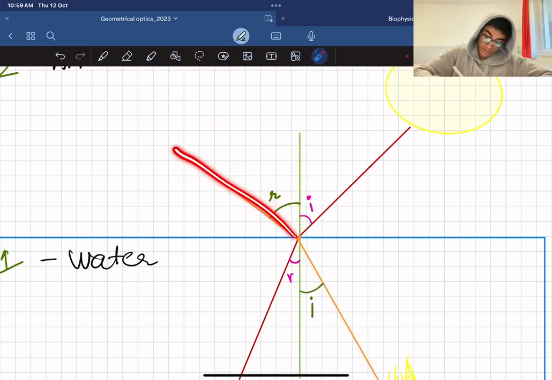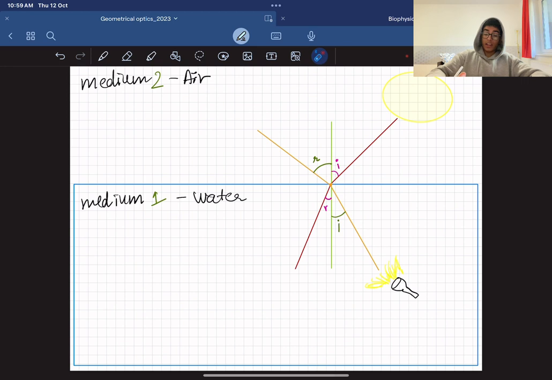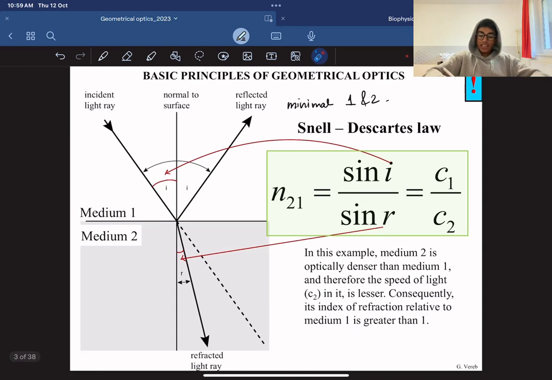So that is how refraction works, in very, very simple terms. With this, I hope you can understand. Now, let me explain what the N is, basically. N is C1 by C2.